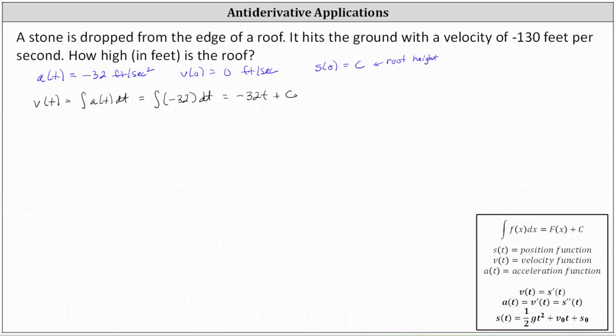But now we can determine the constant c because we know the initial velocity v of 0 equals 0. So if v of 0 equals 0, meaning when the time is 0, the velocity must be 0, we know the constant c must equal 0. So now we know the particular velocity function is v of t equals negative 32t.